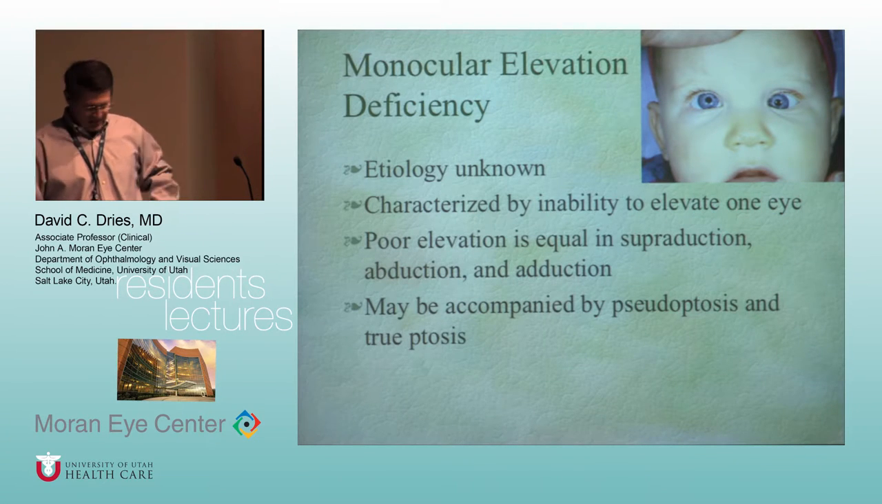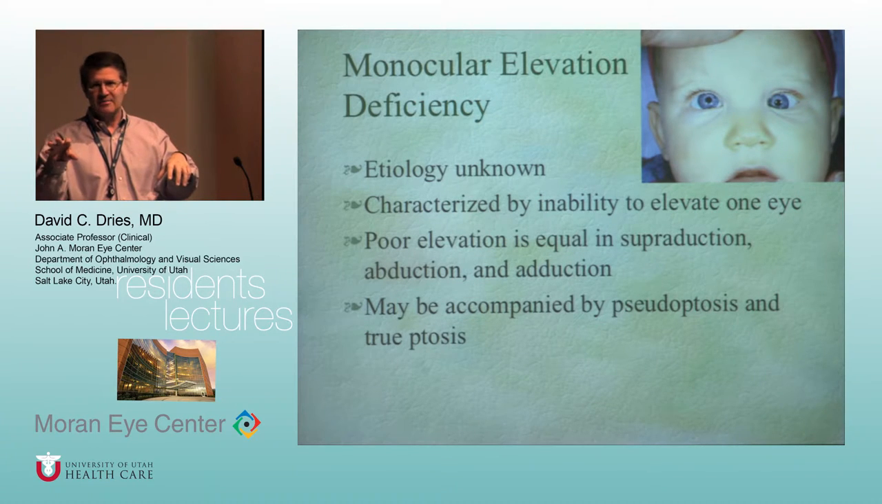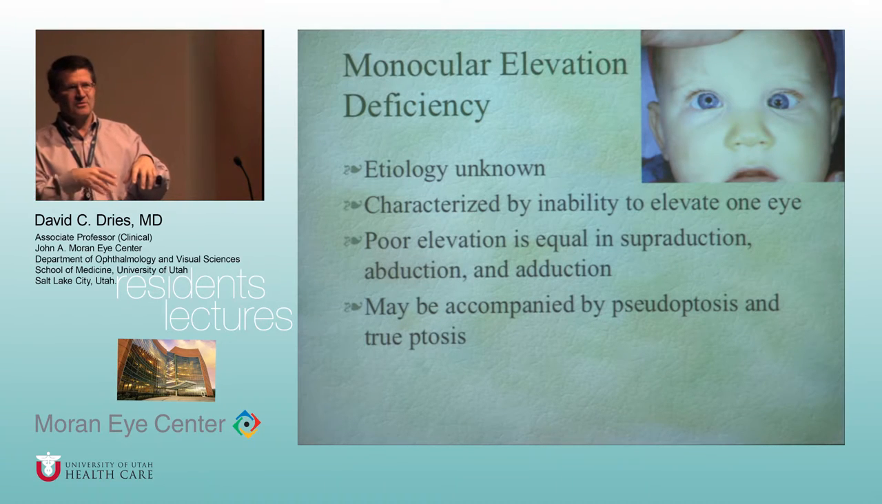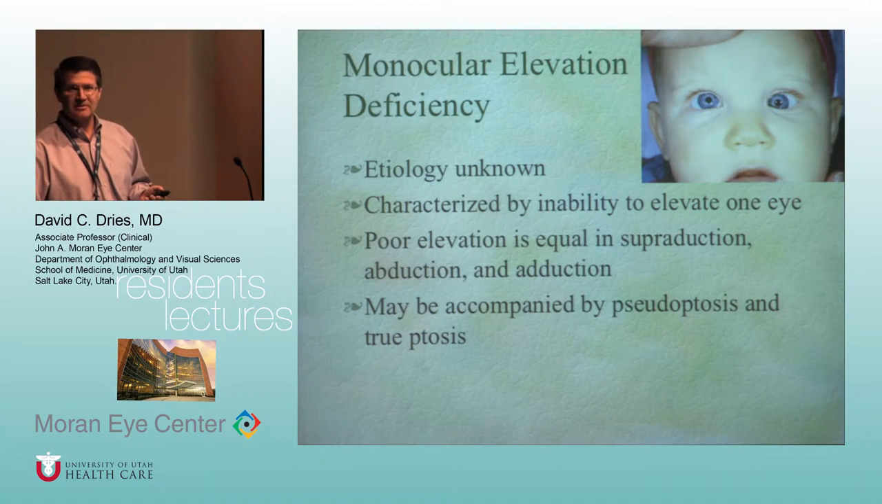It can be accompanied by true ptosis, but that's kind of hard to tell when the eye's down, because the lid follows the eye because of the fascial connections between the levator and the superior rectus, right? So these kids have to be helped with surgery before you figure out if they have true ptosis or not. It's the so-called pseudoptosis.